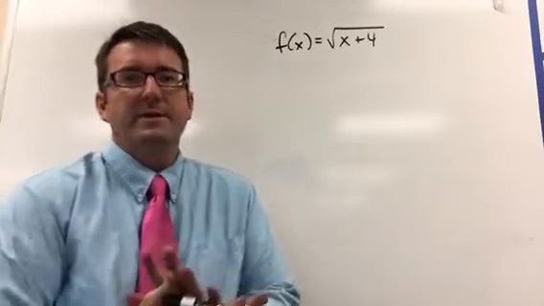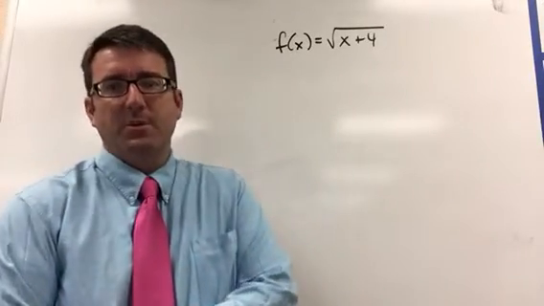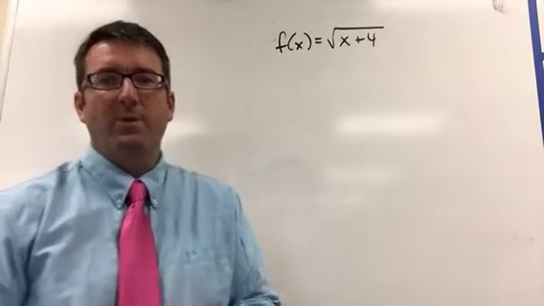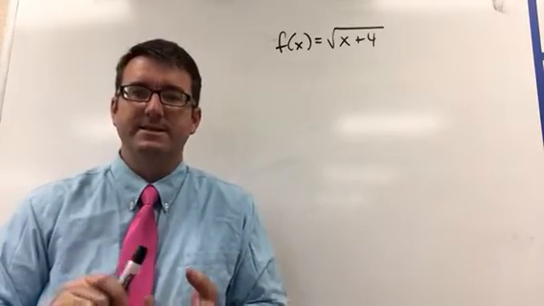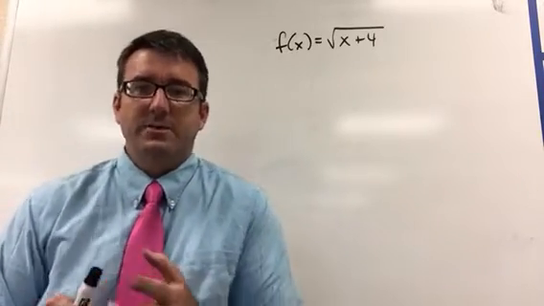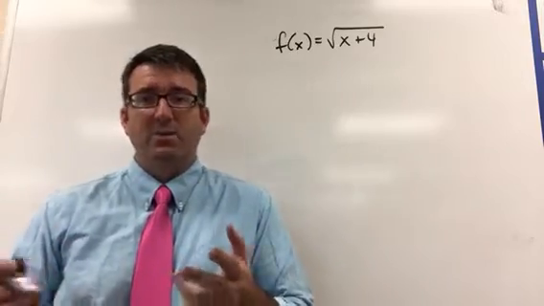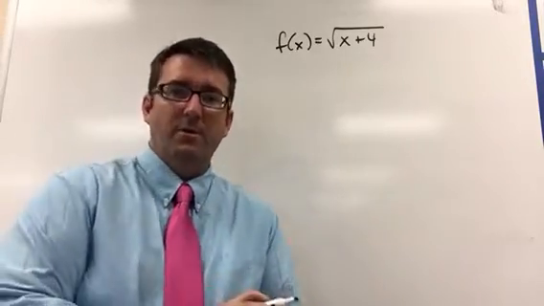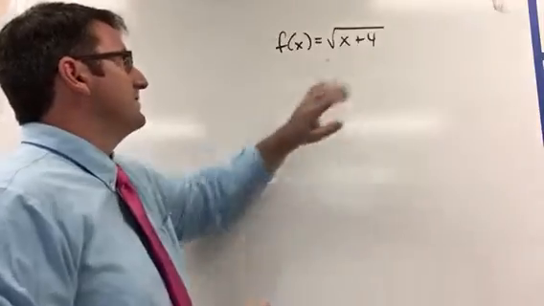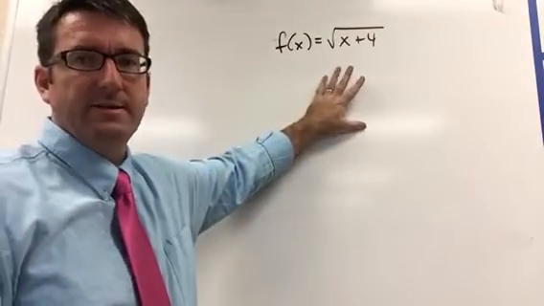All right, number 8, we're given this function f of x equals the square root of x plus 4. And we're asked to determine whether or not this is continuous at x equals -2. And if not, what type of discontinuity are we dealing with? So remember there was a 3-part test for continuity.